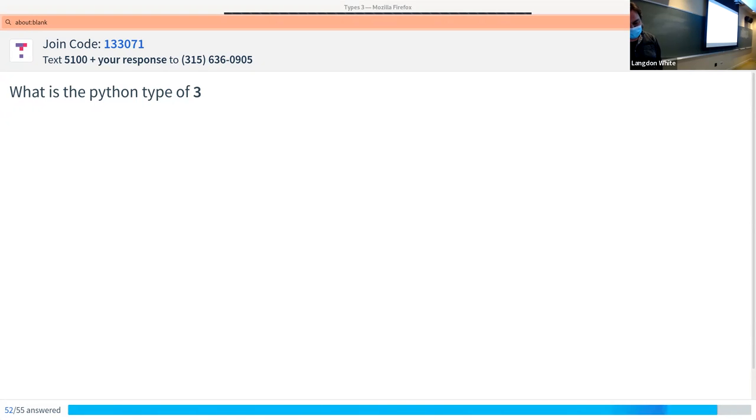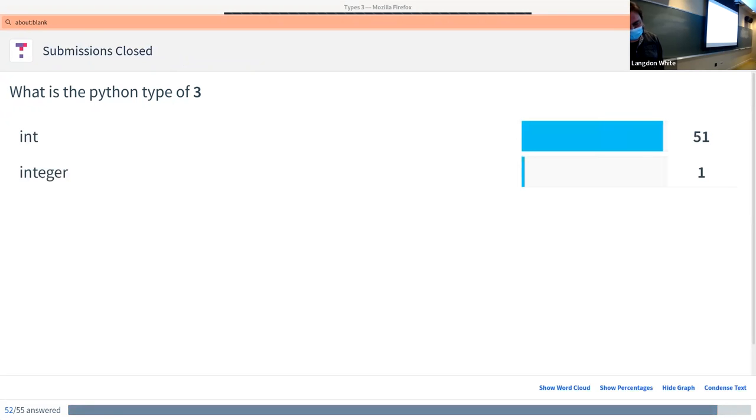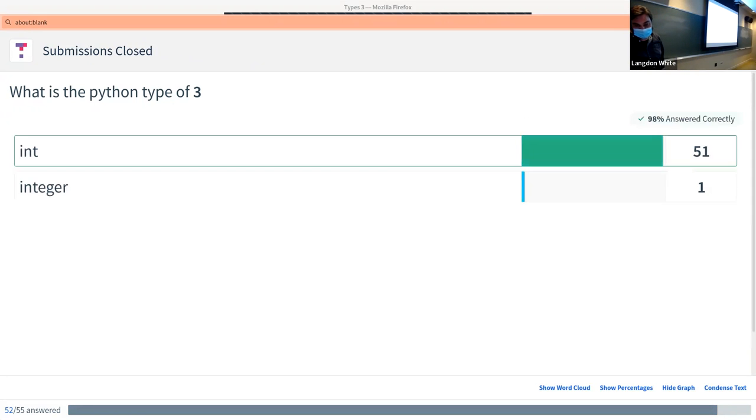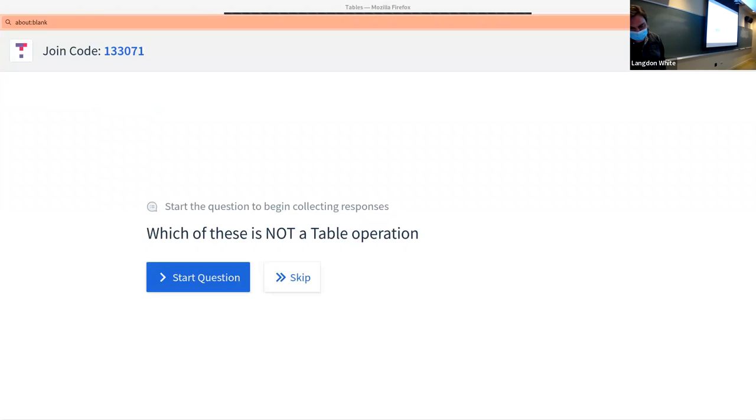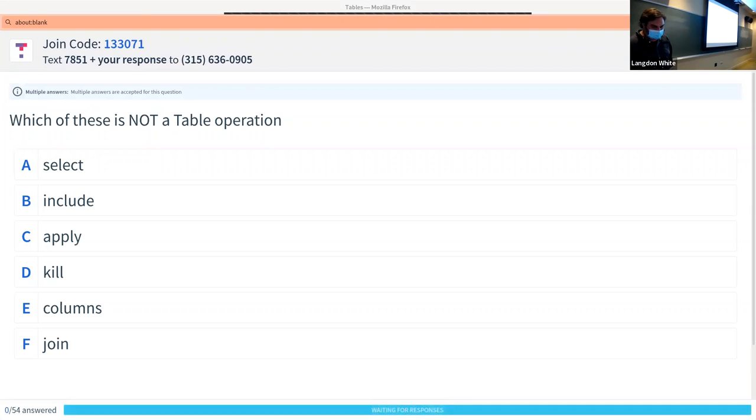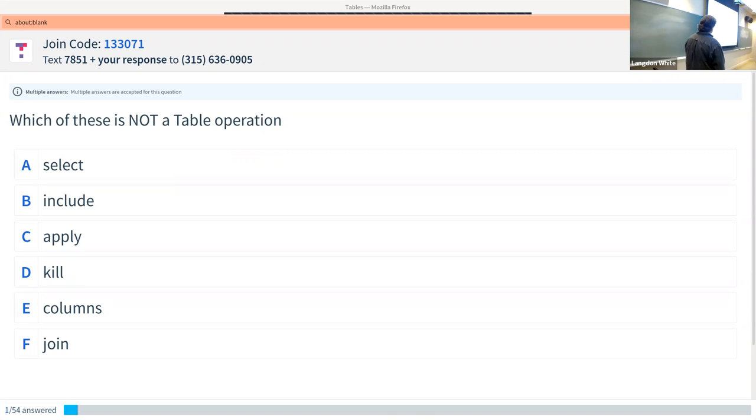I don't understand why there was so much fluctuation in the number of people answering. All right, let's call it there. So int is what we were looking for, which is the Python type. All right, another question, but this one is of a different sort. Which of these is not a table operation? There may be more than one. So select all that are not operations you can do on a table.